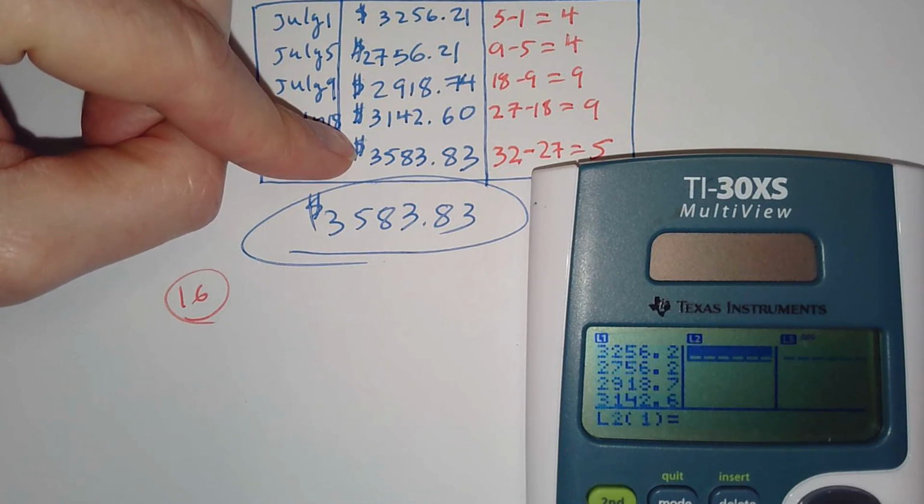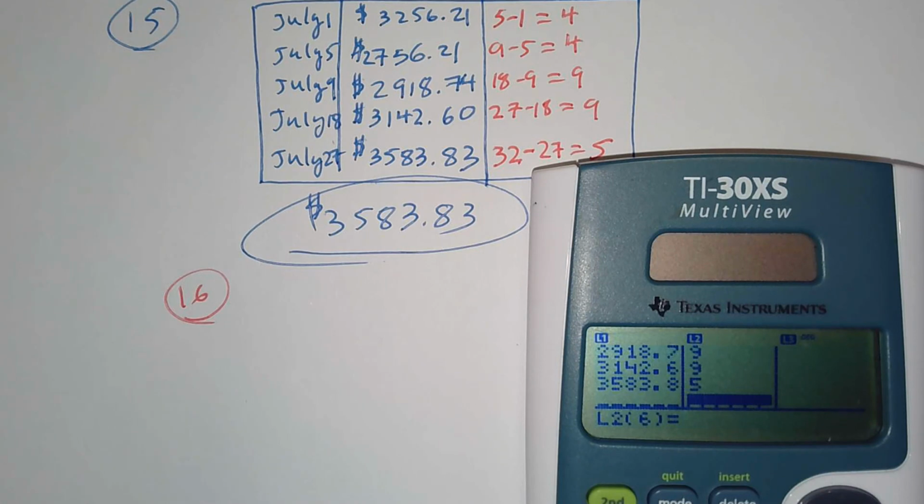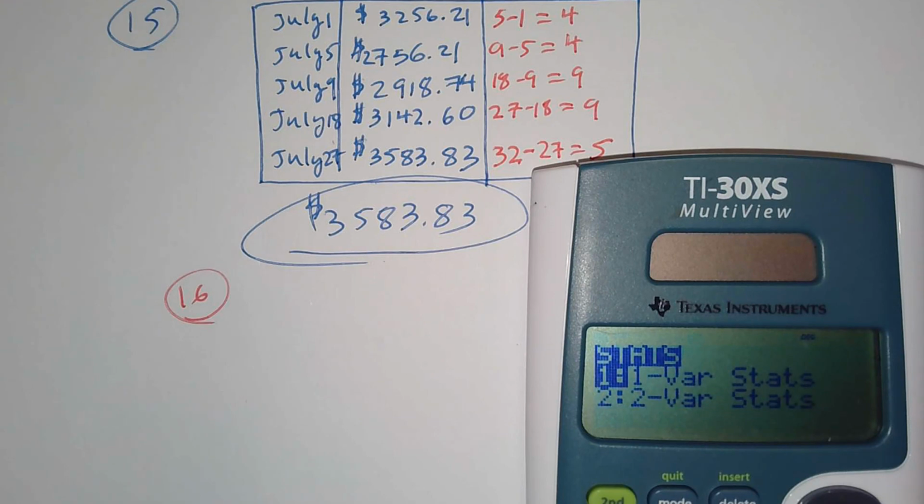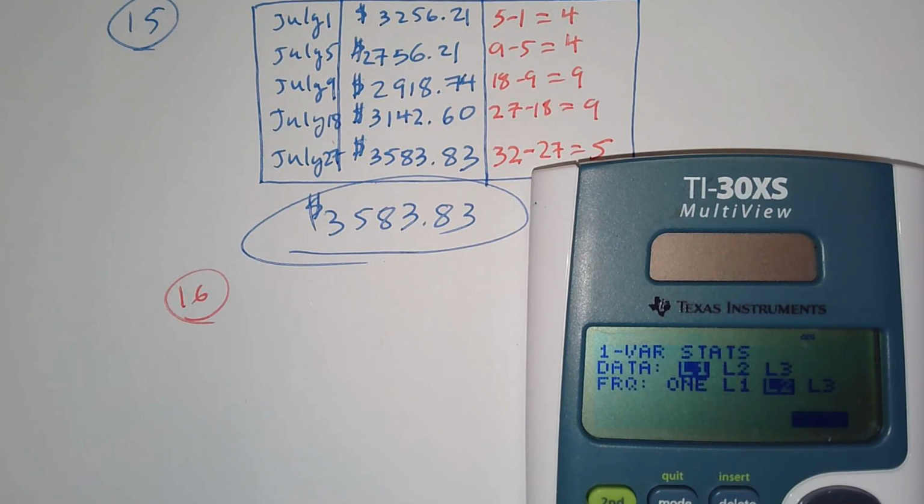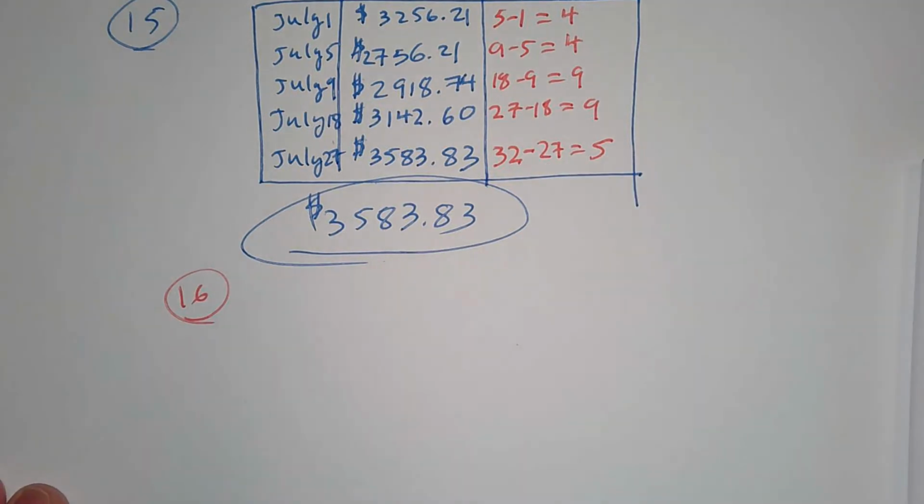Now go to the second column. I'm going to put the days. 4, enter, 4, enter, 9, enter, 9, enter, 5. And then we're going to do our second data. One variable stats always. Data is in L1. Our days is in L2, so that's correct. Hit calculate. And it's the second number here. So line 2. So our average daily balance would be $3,113.58.